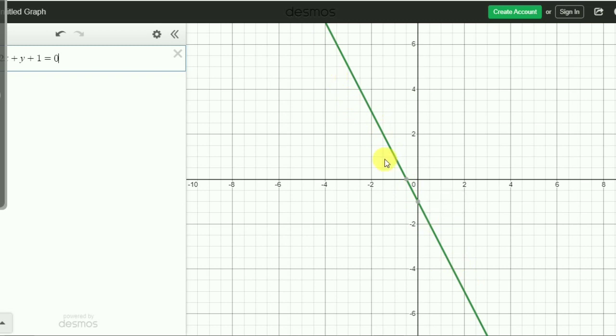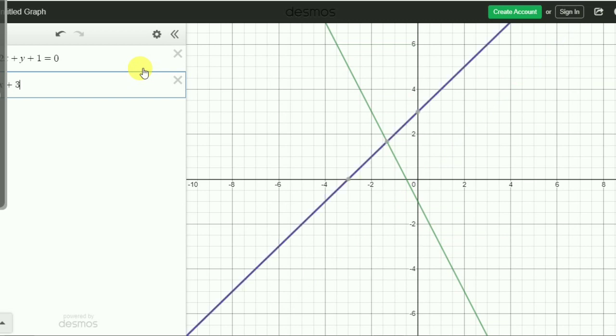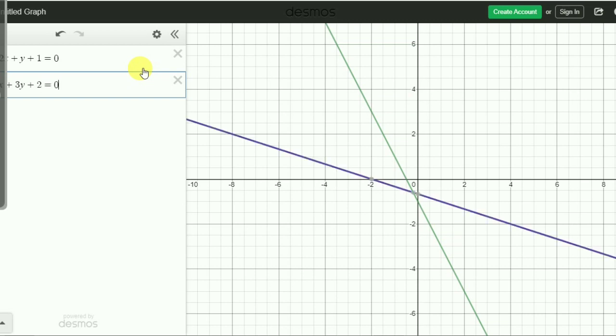You observe that this green colored line is 2x + y + 1 = 0. Another line I want to draw is x + 3y + 2 = 0. You are obviously watching that the blue line and the green line are intersecting at this point. So this is the solution point. Is it clear that these two lines are intersecting? Because a1 by a2 is not equal to b1 by b2, these two lines are intersecting each other. Okay, so go to the next page.